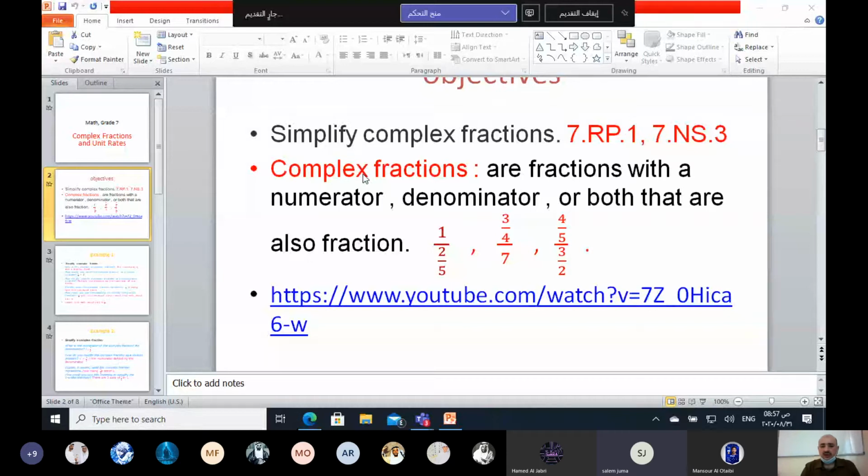Okay. So this is the meaning of complex fraction. When you see a fraction in the denominator or in the numerator or in both, it means we have a complex fraction.